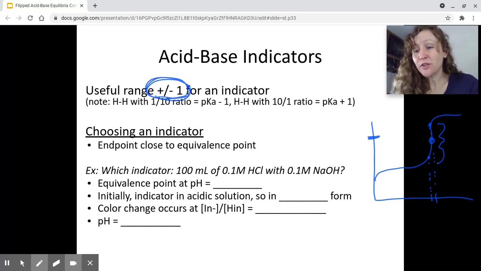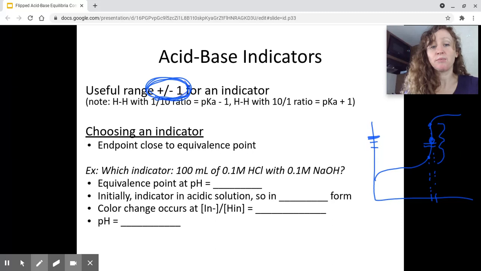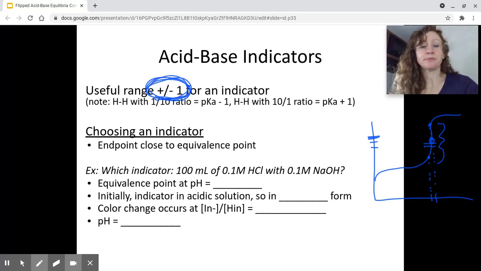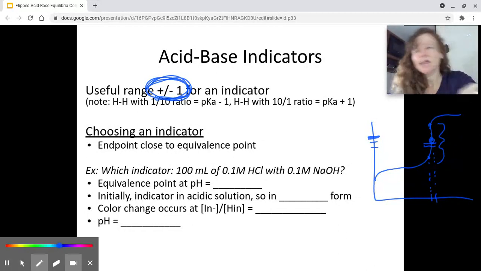But it's also good for indicators, because if the indicator changes over a difference of a pH of 1, you're going to hit it with a tiny amount of volume added. You're going to cross over that pH range of the indicator and then some. So it's okay that it's a range. You just have to know it's about a range of plus or minus 1. Okay. So you want to choose an endpoint that's close to the equivalence point. And so this is our thought process in choosing an indicator.